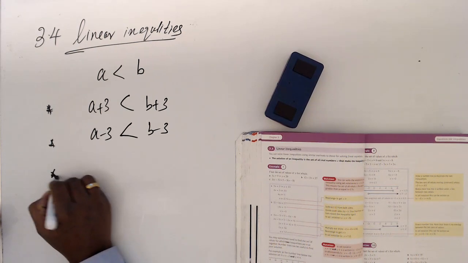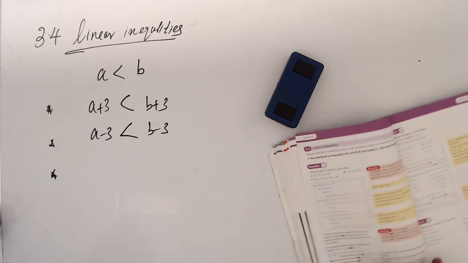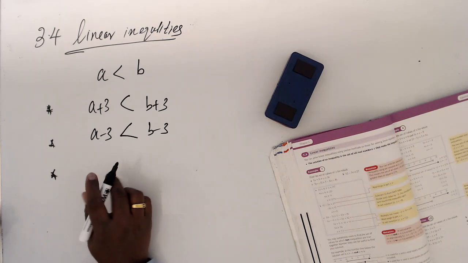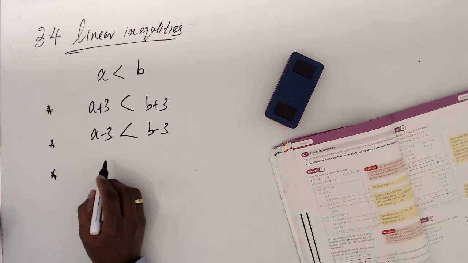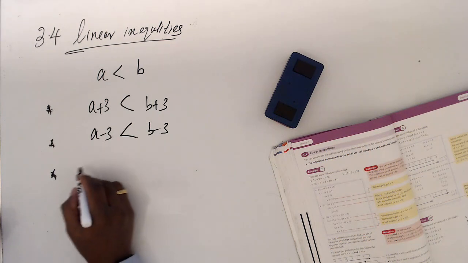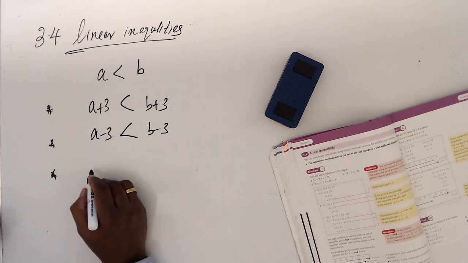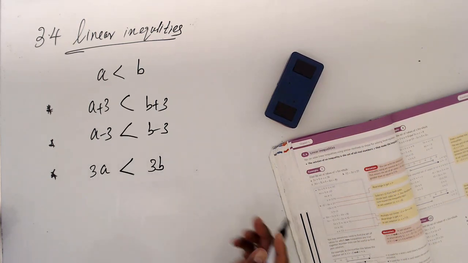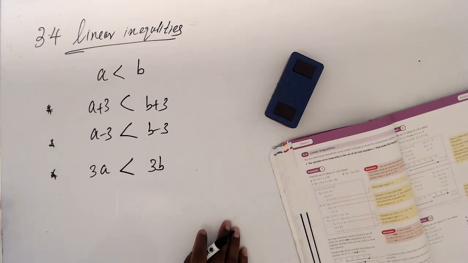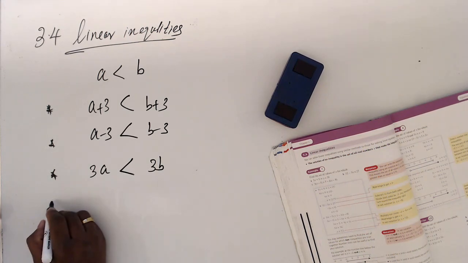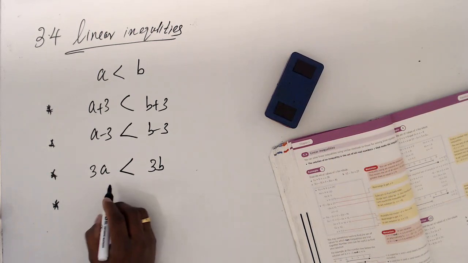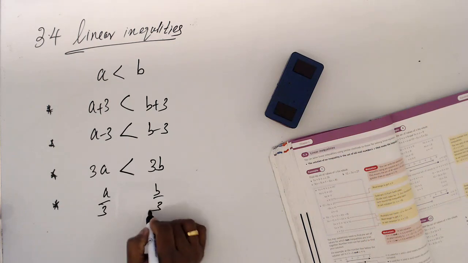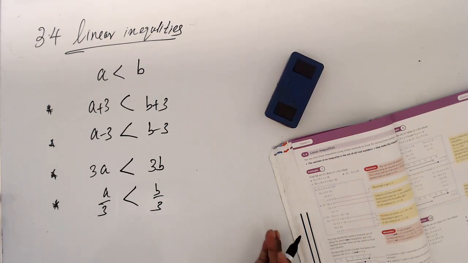And I can multiply by any number if the number is positive. Let's say I want to multiply by 3. So I'll multiply both sides by 3: 3 times A, 3 times B. Still the sign is the same. And I can divide by any positive number. If I divide A by 3 and B by 3, still the sign is the same.